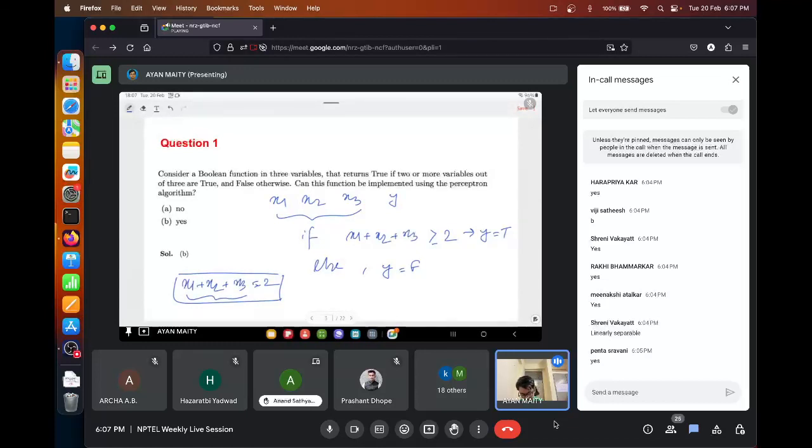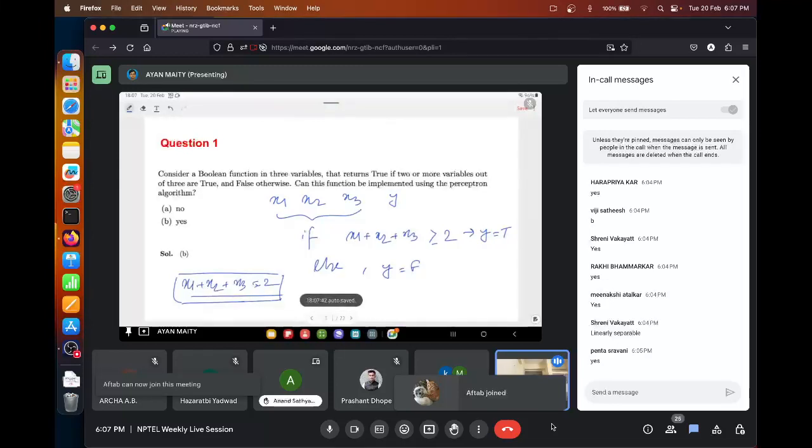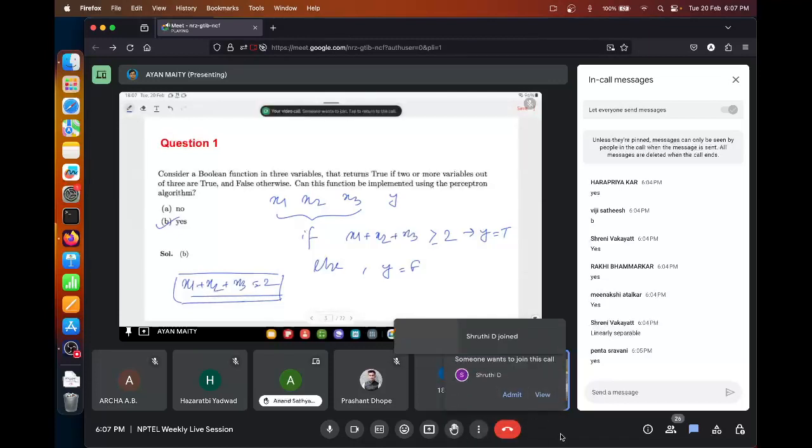So that means this straight line x1 plus x2 plus x3 equals 2 linearly classifies the two classes, true and false. So if we can have a linear classifier or a straight line that separates the two sets or two classes, then certainly perceptron learning algorithm will be able to classify them perfectly. So this is how we can check whether perceptron learning algorithm can be used for this task or not.